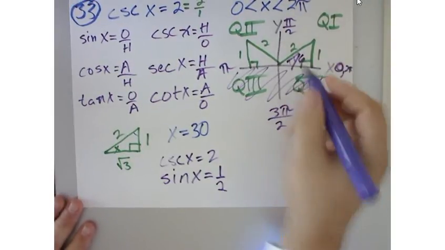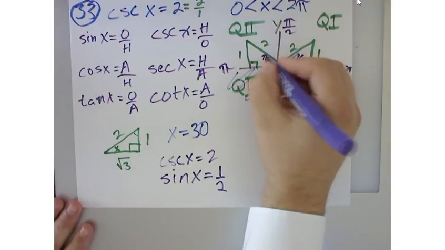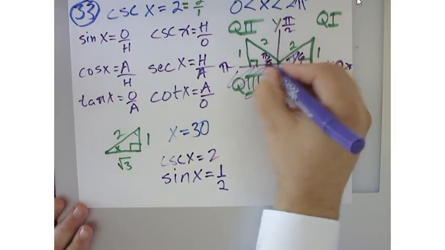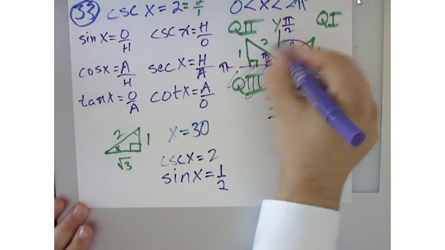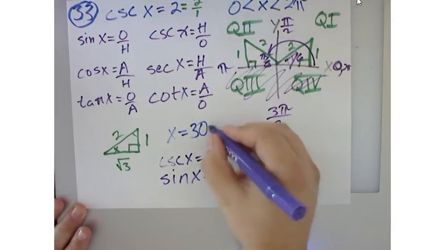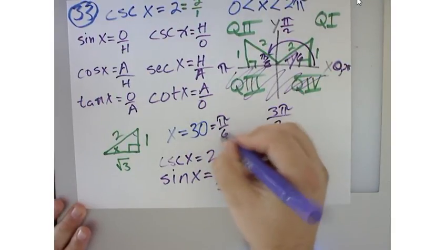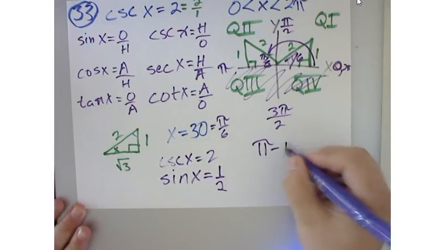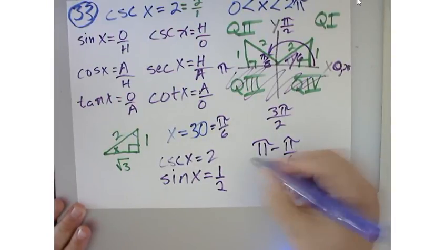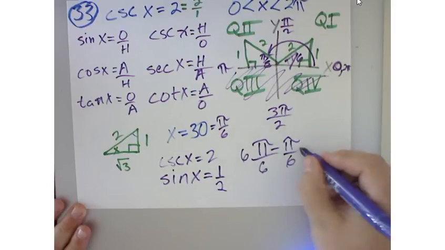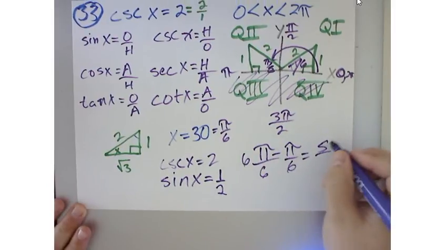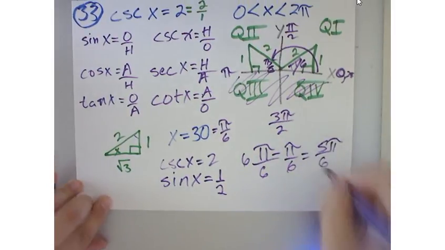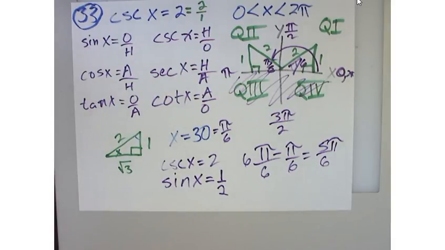So now, that means this angle has to be pi over 6, but really what we're measuring is from here to here. So this is pi over 6, that's the first one. How do I find the second one? I would say pi minus pi over 6, which is 5 pi over 6. All right. Does that make sense?